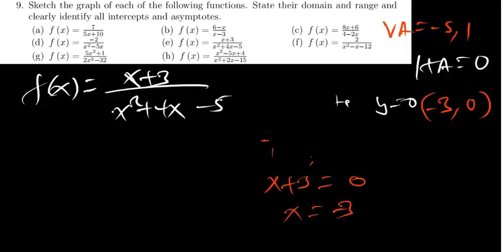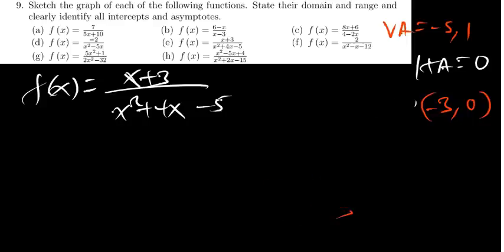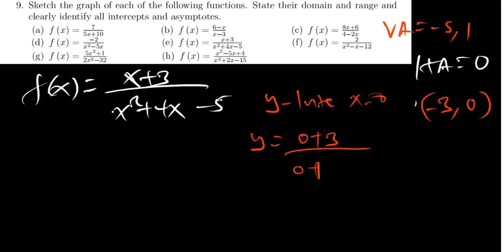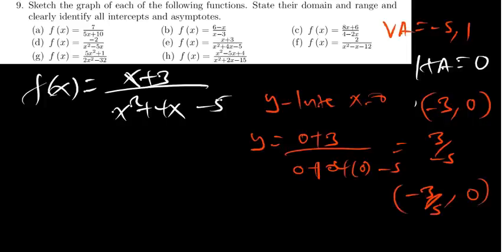Let's find the y-intercept. For that, x has to be 0. So y is equal to 0 plus 3 over 0 squared plus 4 times 0 minus 5. I'm going to have 3 over -5. So when x is 0, y is -3 over 5. That is my y-intercept.